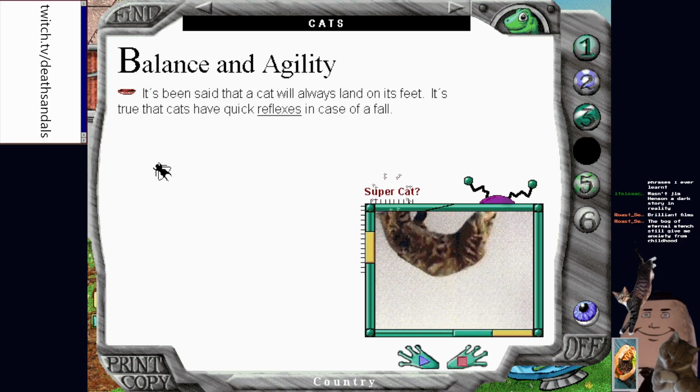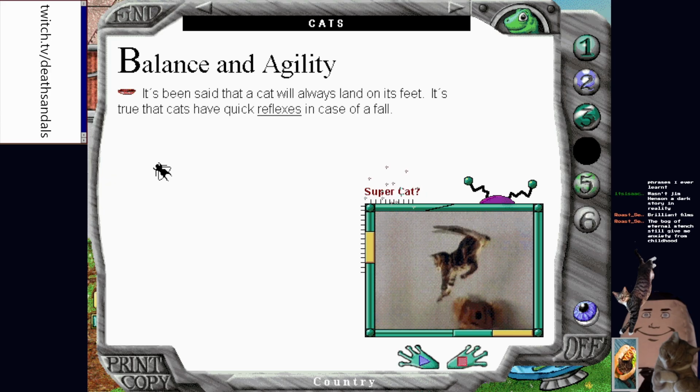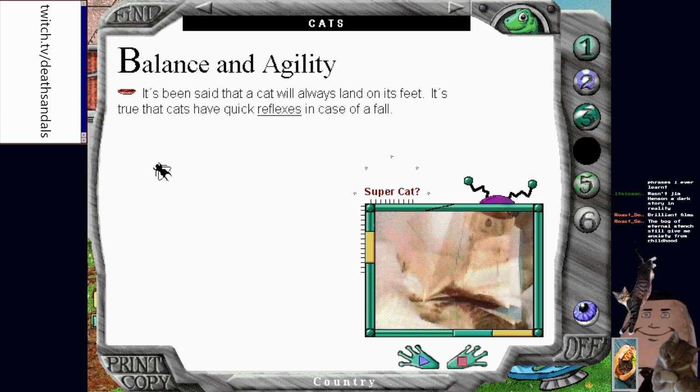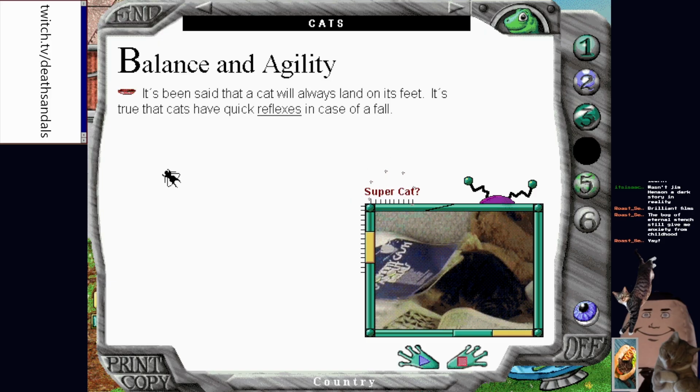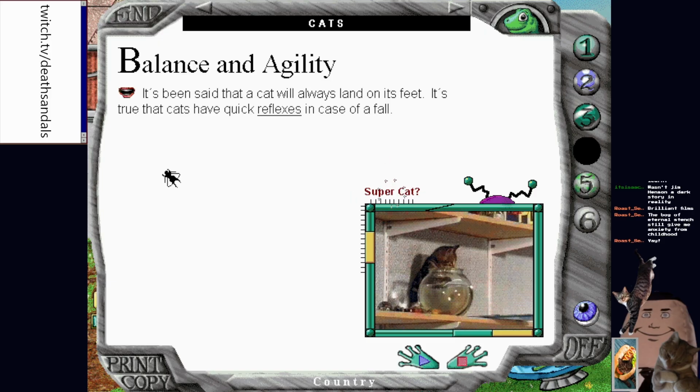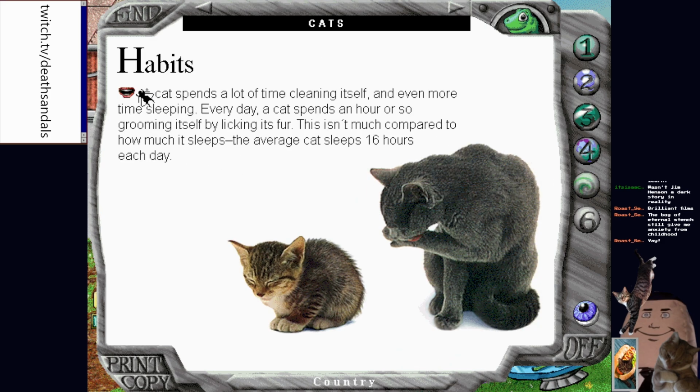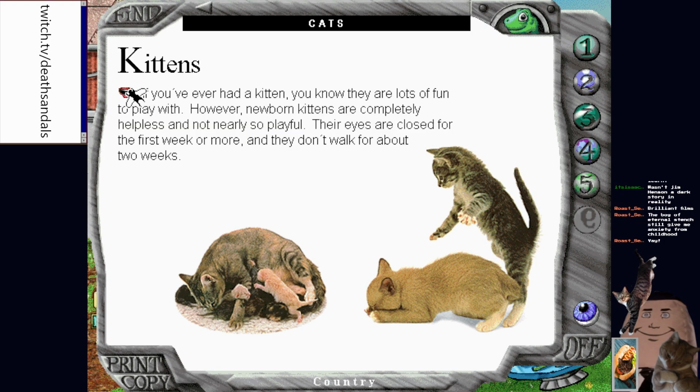I had to dig for it. We found a cat video at least. Yeah, look at that agility. Yay, cat videos. It's been said that a cat will always land on its feet. A cat spends a lot of time cleaning itself, and they certainly do both of those things. If you've ever had a kitten, you know they are lots of fun to play with. However, newborn kittens are completely helpless and not nearly so playful.